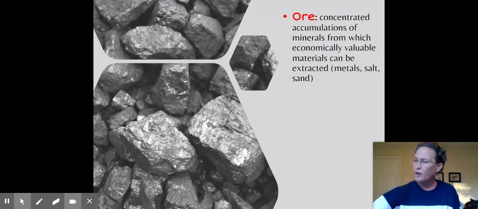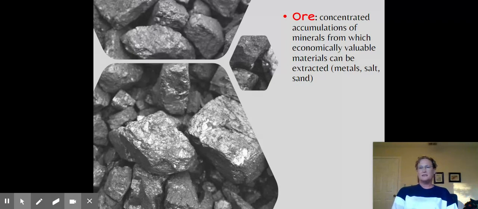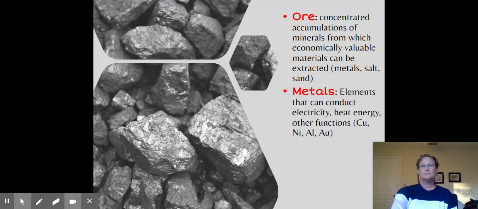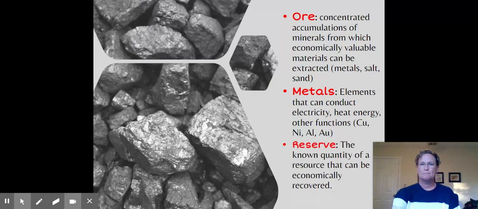Okay, so what is ore? Ore is concentrated accumulations of minerals from which economically valuable materials can be extracted, like metals and salts and sand. That's what ore is, O-R-E. Metals are elements that can conduct electricity and heat, energy, and other functions. So copper, nickel, aluminum, and gold can all be used for things in silicon chips and all kinds of different heat transfer and electricity. We'll go into that some more.